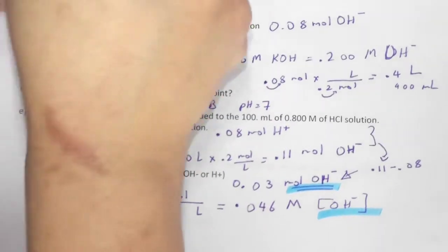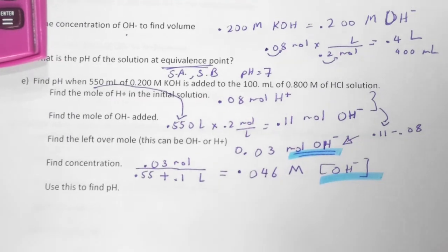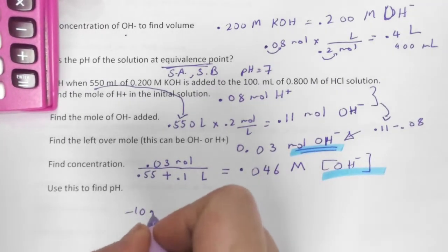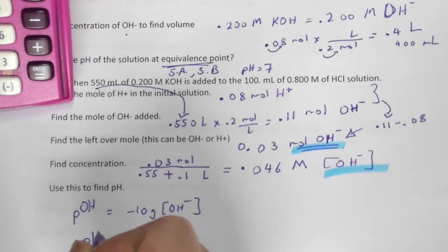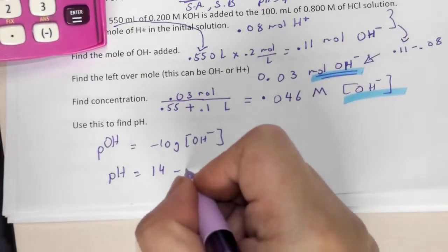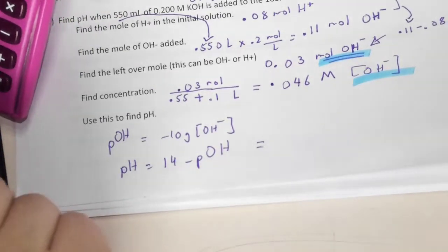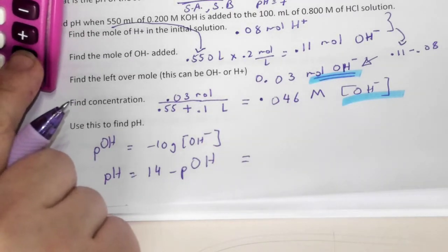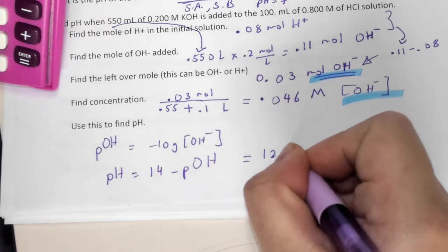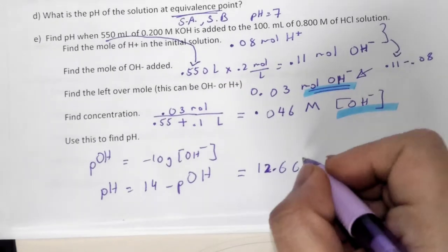Okay, so since you have OH minus, what you need to do is convert that OH minus into pH. So you're gonna do negative log of OH minus. That's gonna give you pOH. pH equals 14 minus pOH. I'm not gonna plug it in, I'm just gonna use the calculator. So I'm gonna get 12.66. That's gonna be my answer. All right, that's a strong acid, strong base. Hopefully that helped. I'm not gonna do the next two.